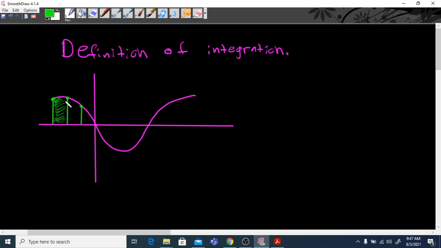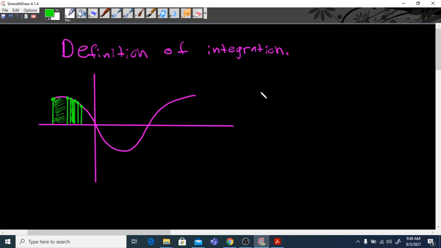In order to get a precise value for the area between the function and the x-axis, we need an infinite number of partitions. We need a very small rectangle width. If we just keep doing this forever and ever, then our estimates for the area will get more and more precise and more accurate.